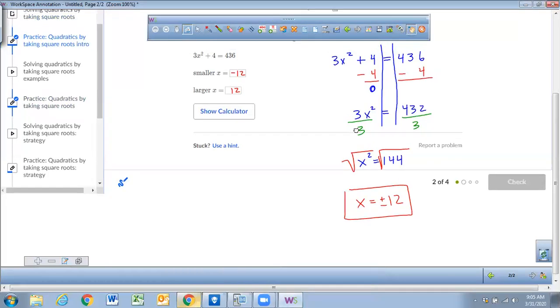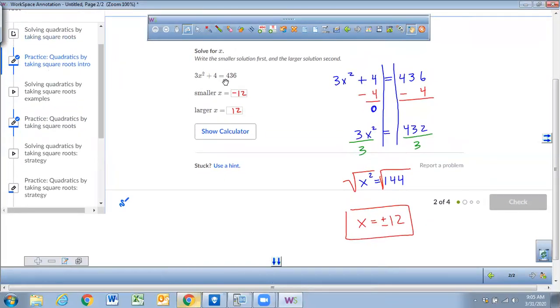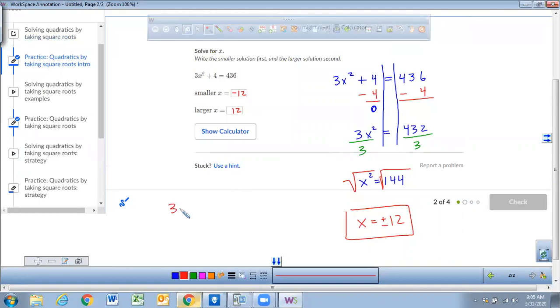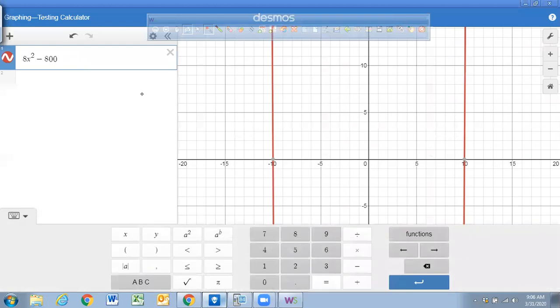Now this one, you can't just type into Desmos exactly the way it is. What you'd actually have to do is set everything equal to 0. So in order for this to go into Desmos, I'm going to show you, you can't put 3x squared plus 4. You'd actually have to take away 436 and take away 436 and get 3x squared minus 432 equals 0. Now you could type this into Desmos, but I want to show you guys what I'm talking about on this one.